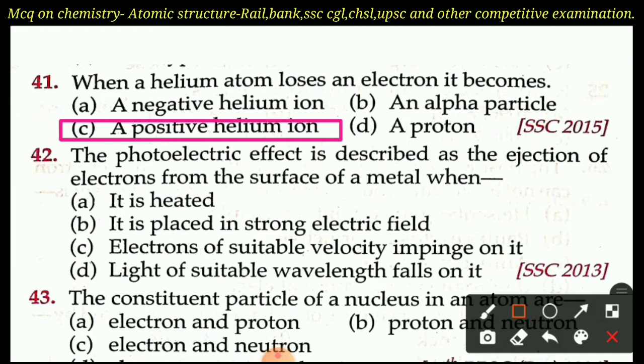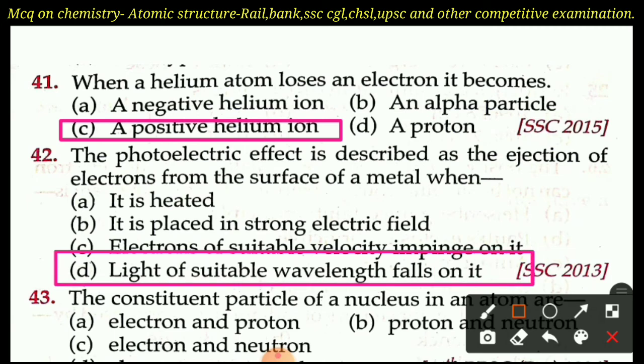Next question is question number 42. The photoelectric effect is described as the ejection of electrons from the surface of a metal when: A, it is heated; B, it is placed in a strong electric field; C, electrons of suitable velocity impinge on it; D, light of suitable wavelength falls on it. The right answer of question 42 is option D, light of suitable wavelength falls on it.